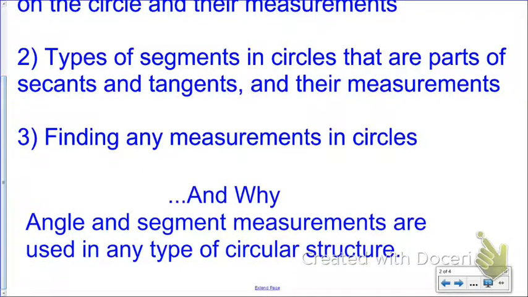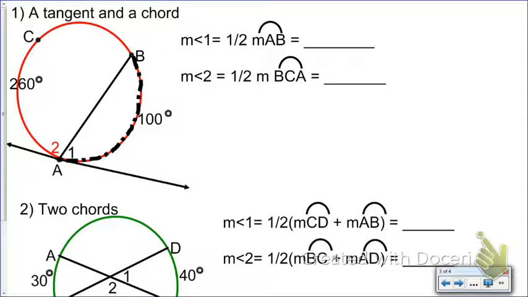You want to find out why angle and segment measurements are used in any type of circular structure. Okay, so again, make sure you jot down these examples because the pictures are what's important. You want to have an example in your notes because, for example, in this picture you can see that there's a chord, and it's not a diameter, it's not going through the center, and there's a secant, and they join right at a point that's on the circle, and you can see angle 1 and angle 2.